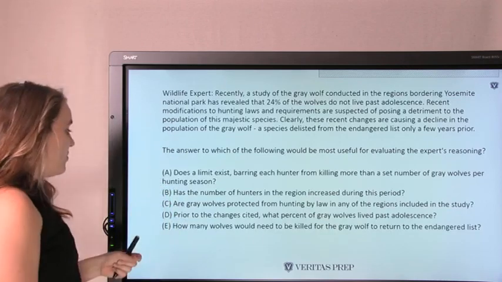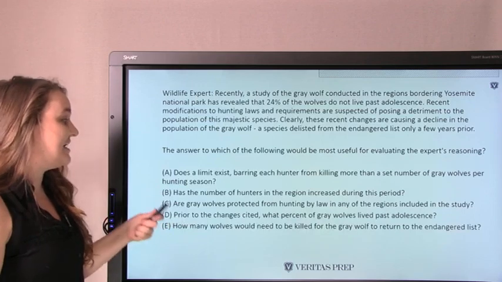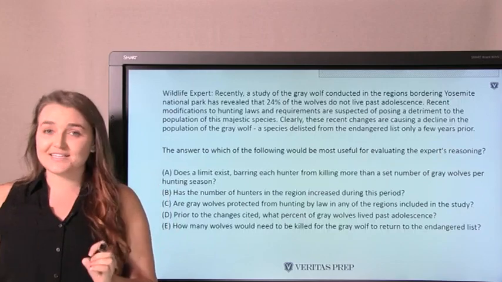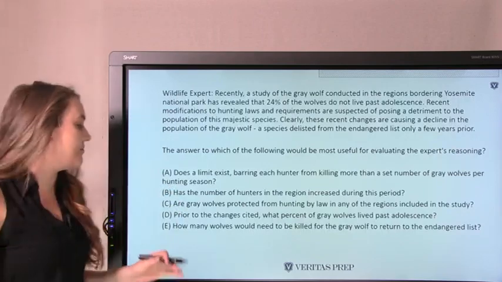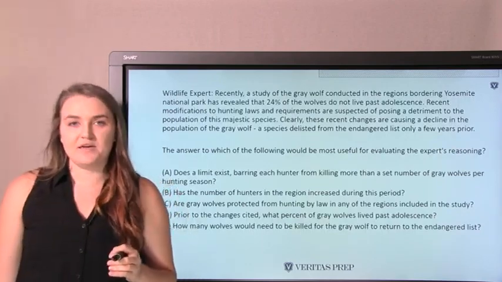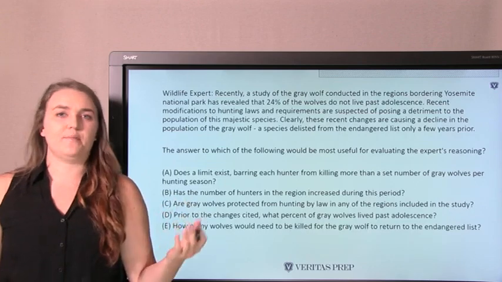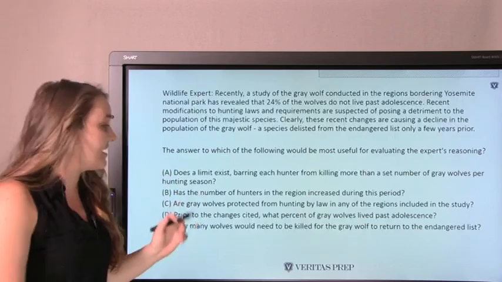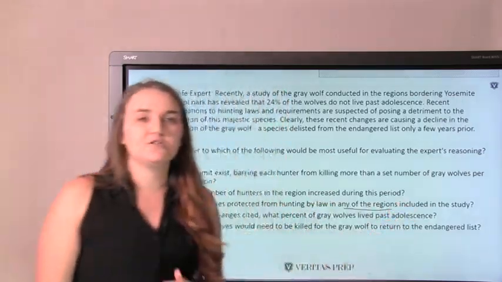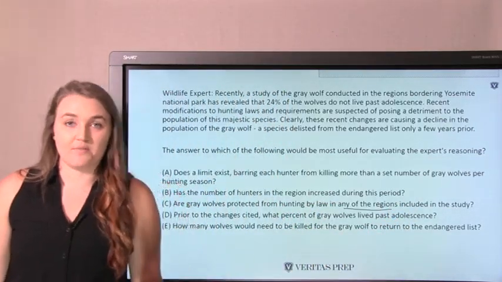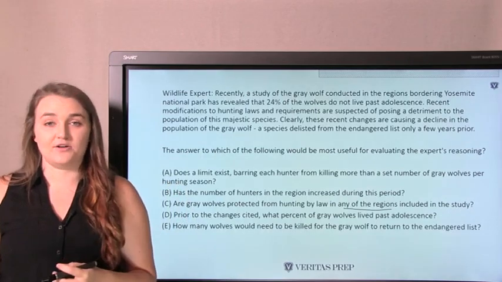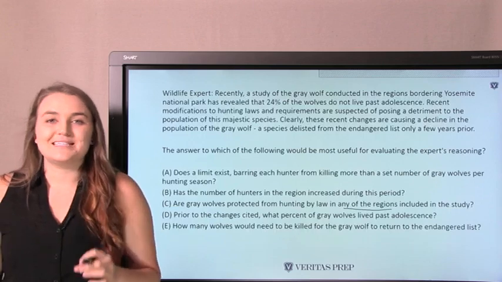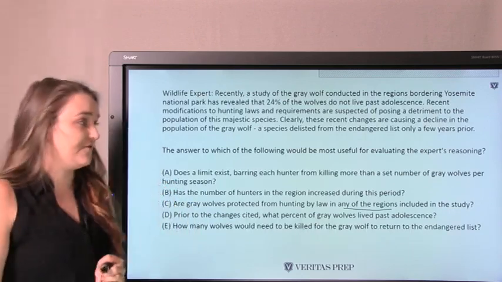Right? Whether gray wolves are protected from hunting by law in any of the regions included in the study, once again, and I will say this is arguably our most convincing wrong answer, right? Because we would assume, well, hey, if they're protected from hunting, then isn't this kind of a moot point? But we want to look out for "in any of the regions." Well, certainly we could have some regions where they might be protected and still have a valid argument, or fail to have a valid argument. And so our argument doesn't hinge directly on this piece of information.